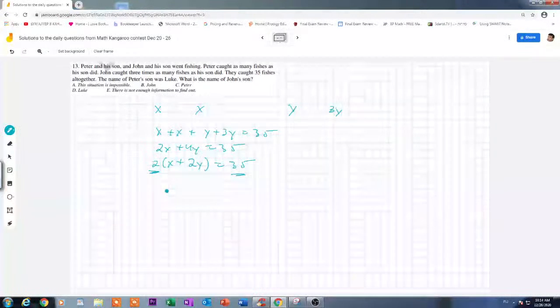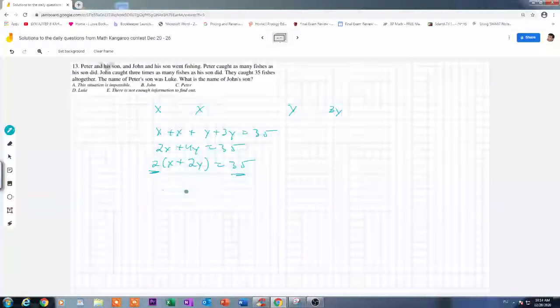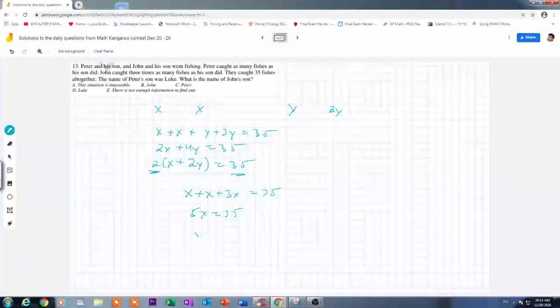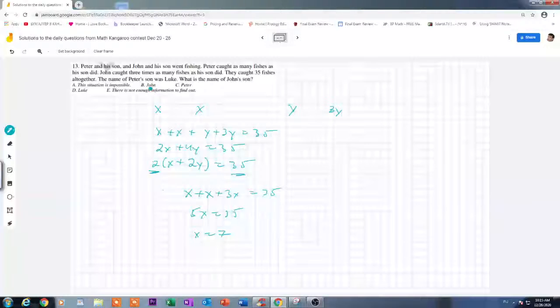So there are 3 people there, and we can figure out how many fishes each of them caught. So it means X plus X plus 3X equals 35, 5X equals 35, and X equals 7. Right? So Peter and Luke caught 7 fishes, and John caught 21.